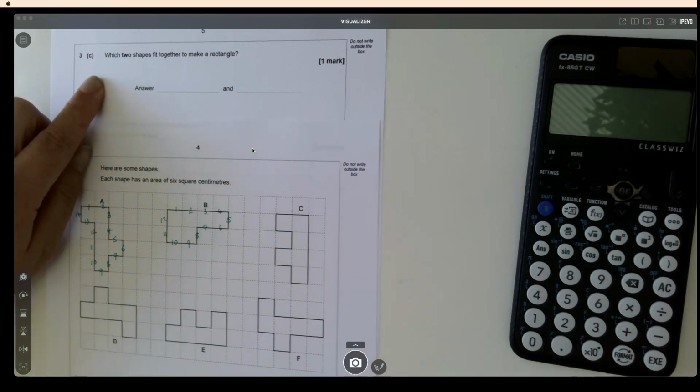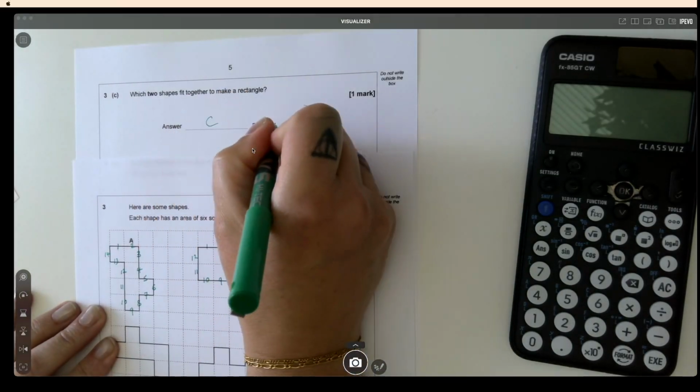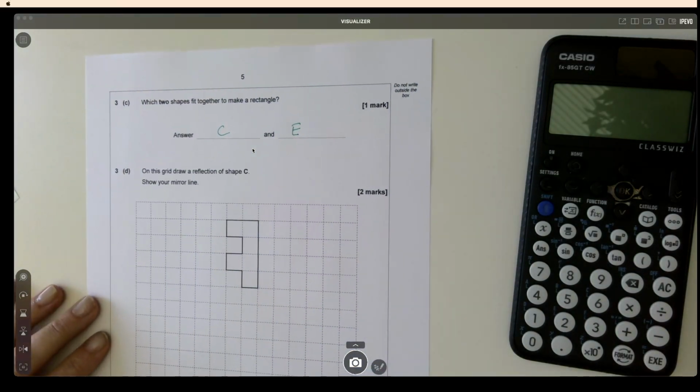So for part C, E and C fit together to make a rectangle.